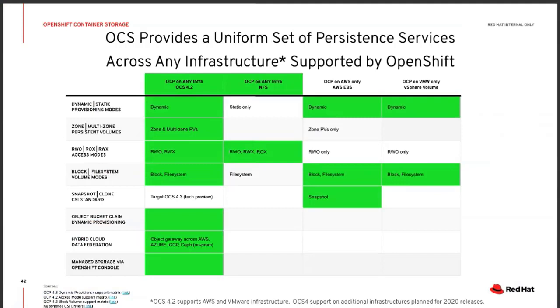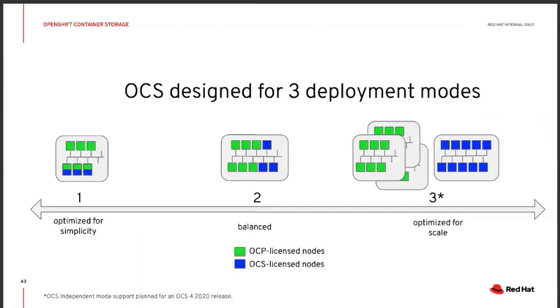So just to give you an idea, I will share the slide deck afterwards so that you can have a look at it. We have multiple deployment modes. We can optimize for simplicity. That means that the OCS containers or OCS machines can run on the same worker nodes where your applications run.